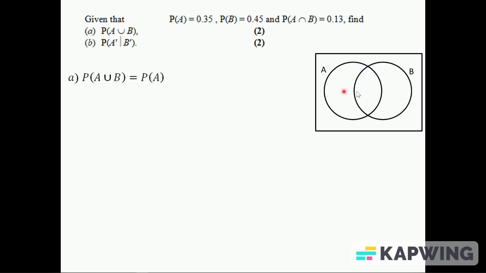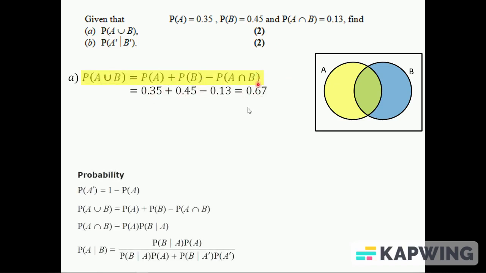So I need to add up A, which is 0.35, so that's the A. And if I add the B as well, which is 0.45, that's that section. I've actually added that intersection twice. I don't know one of them. So I need to take off an intersection, which is 0.13. And if I work this out, I get 0.67. You actually get this formula in the formula book. So happy days.